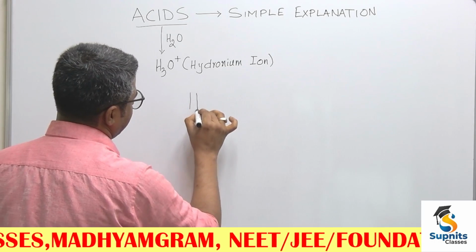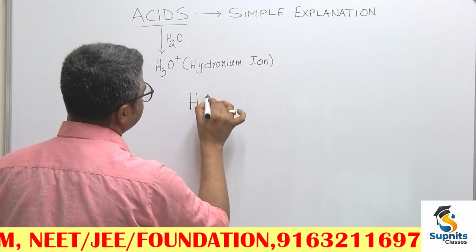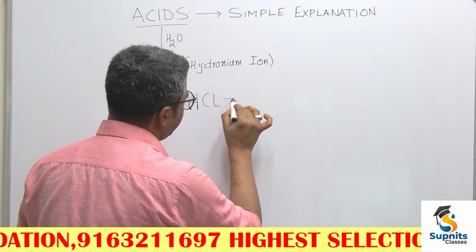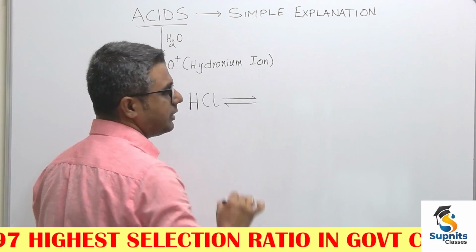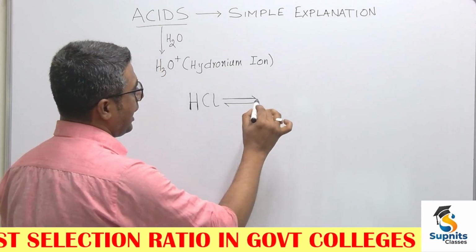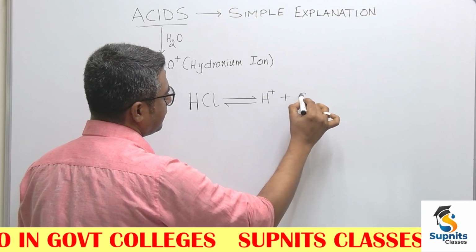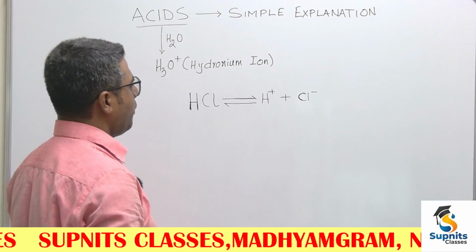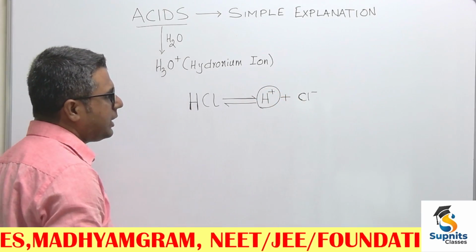Everybody will know HCl. As a bathroom cleaner we use it. So this is HCl. So when this HCl is put into water, what happens is it ionizes to give you H plus and Cl minus ions. Now this H plus ion has a very important peculiarity.